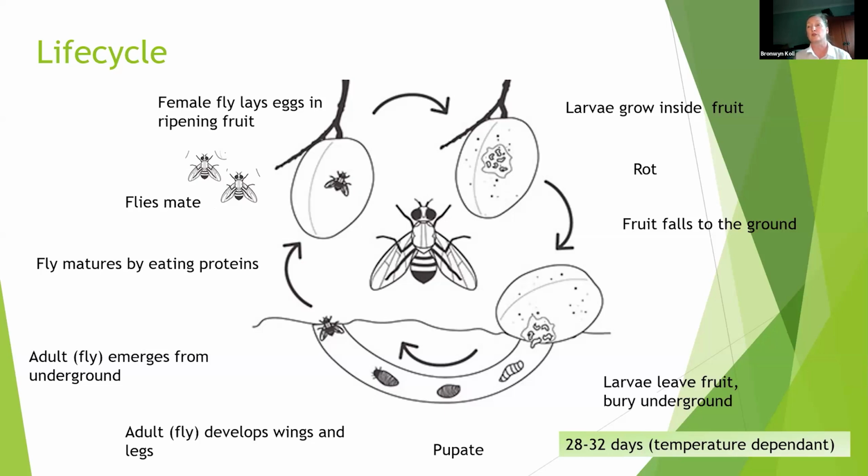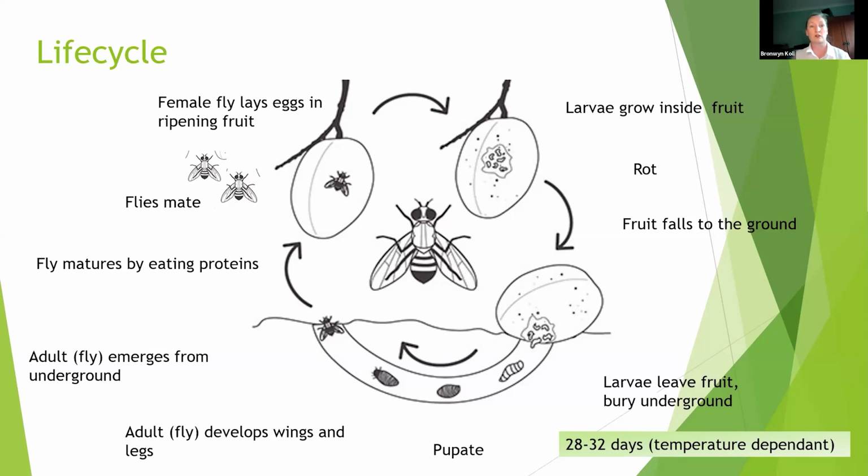All of this promotes the fruit to become riper quicker. It falls to the ground, and this helps those larvae get to the ground. And once they crawl into the ground, they can develop that pupa case around them, and all of this turns into the life cycle and can be completed in as little as 28 to 32 days.